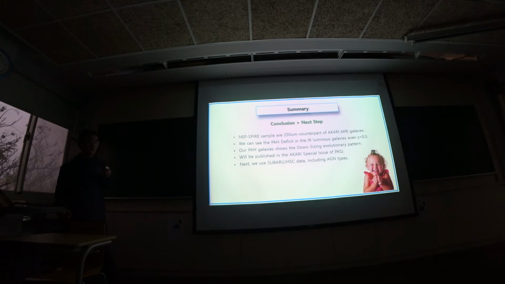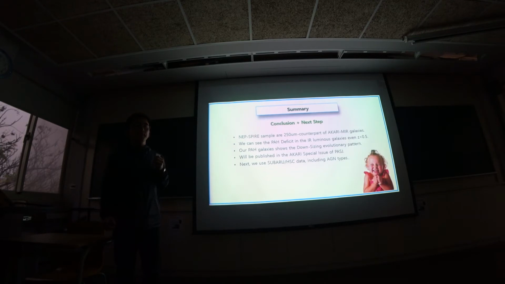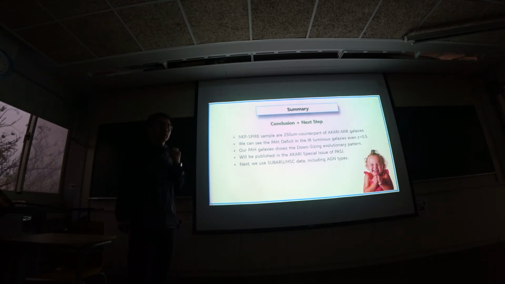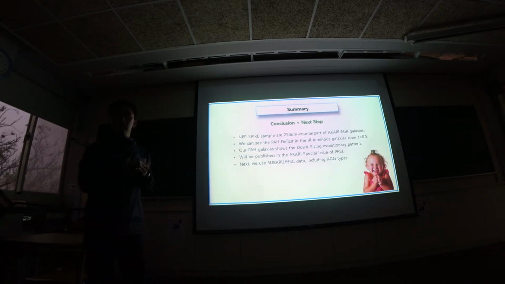Any questions? Yeah. Your PAH emission usually comes from the PDR region, the photodissociation region. So if you have very strong UV radiation and the gas is totally ionized, PAH can be destroyed. So the infrared luminous galaxies might have a top-heavy initial mass function, or it's just in an evolution stage where the UV flux is dominating and destroys all the PAH. Is it possible? So you mean we have to compare with some kind of UV data?